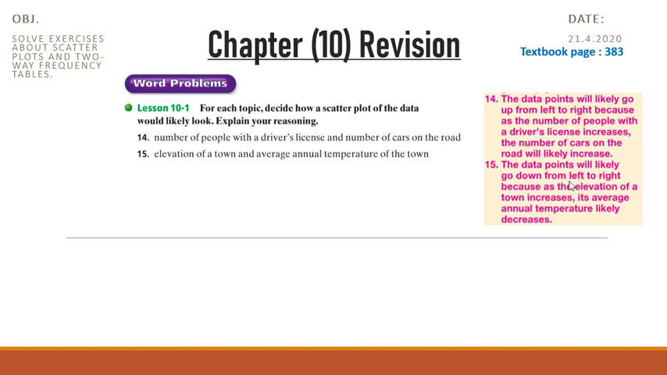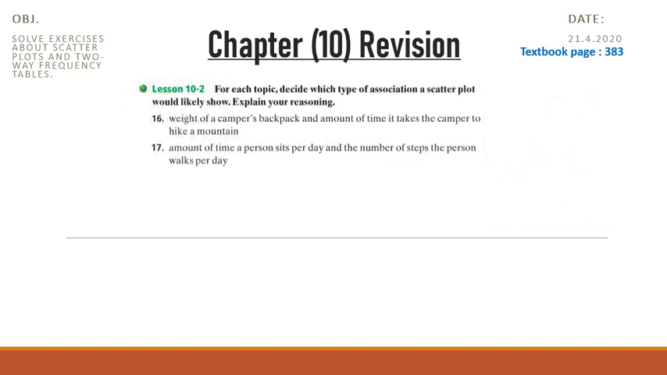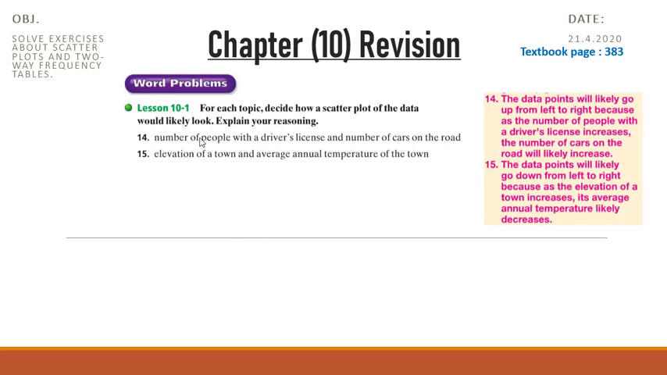This is negative association because as the elevation of a town increases, its average annual temperature likely decreases. So when we go up, the temperature goes down. Okay, so the first one, 14, is positive association and 15 is negative association.